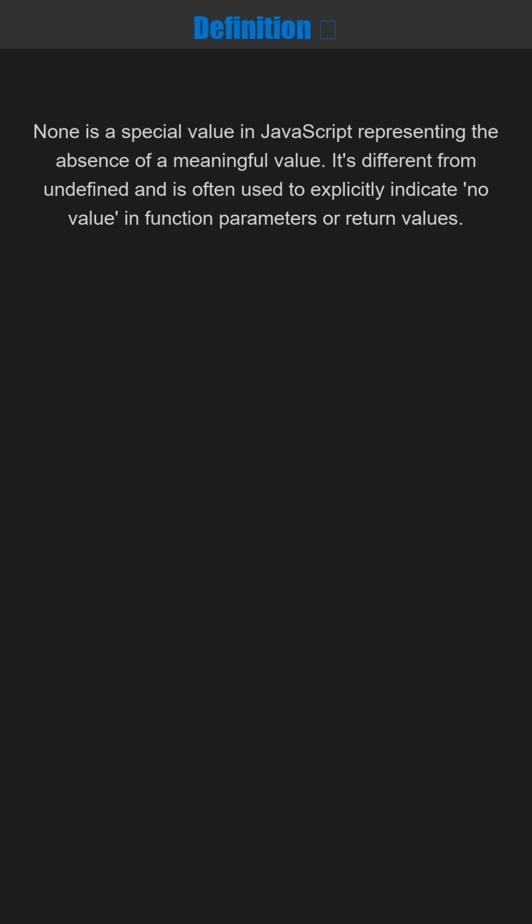Let me explain this important concept in detail. What is None? This is something every developer should understand clearly. Here's the complete definition. None is a special value in JavaScript representing the absence of a meaningful value. It's different from undefined and is often used to explicitly indicate no value.